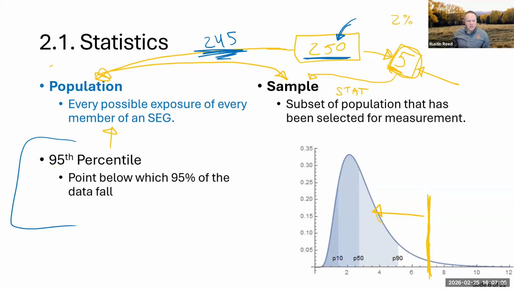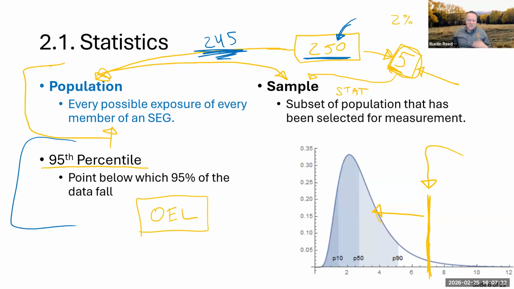The reason we're so interested in the 95th percentile is that we want to be able to say with 95% confidence that 95% of our workers' exposures are below our exposure limit. We want to be able to say that. And to say that, we need to know where that 95th percentile is for the population.